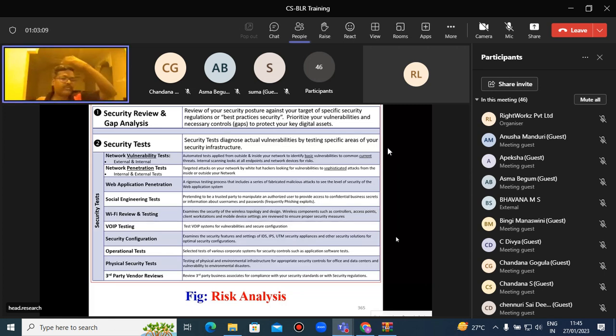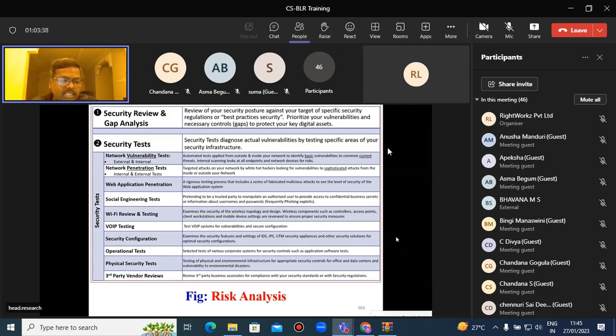It is a review of your security posture against your target of specific security regulations or best practices. So we prioritize your vulnerabilities and necessary controls to protect your key digital assets. So this is the first level of security review and gap analysis.